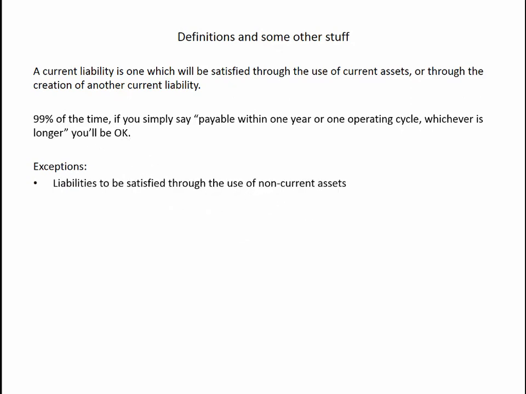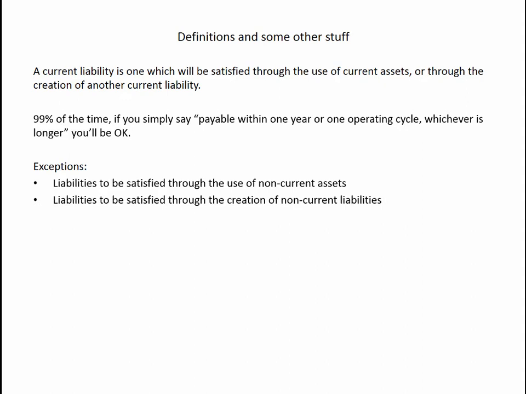First, perhaps you might satisfy your liability through the use of non-current assets. Let's say you owe one of your suppliers $1,000,000 and you simply don't have the cash and you're not going to be able to get the cash, and you say to your supplier, look, I'll give you this parcel of land that I own. The land is a non-current asset, so if you're going to satisfy that liability, even if it's due next week, if you're going to satisfy it by giving up a non-current asset, then the liability is properly classified as non-current.